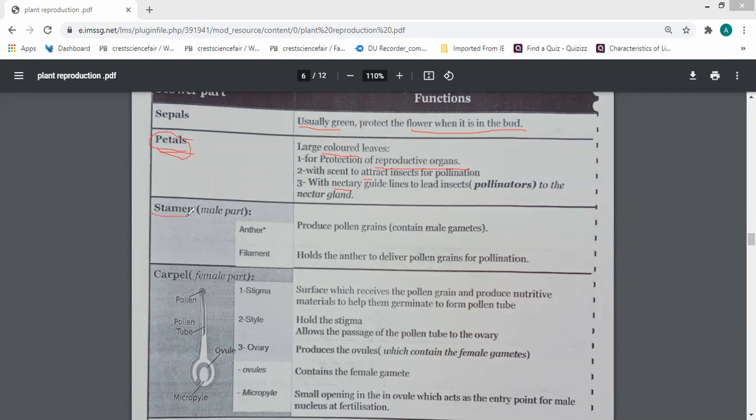Next part, stamen, the male organ. Two parts, filament and anther. Anther, the part which contains the pollen grains, or the male gametes. The filaments just hold the anther to deliver the pollen grains for the pollination.